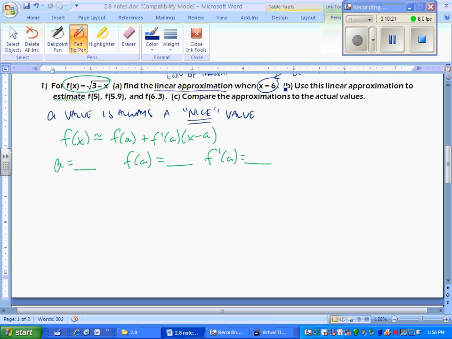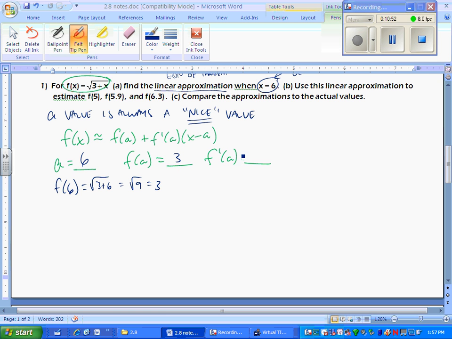So a we've already designated as 6, right? That can give us that. A is 6. F of a, we need to figure out. That's all we have to do is put 6 into the function. Right? So square root of 3 plus 6, square root of 9, which is 3. Right? Just like we did at the very beginning of notes today. We're finding f of a, that's the y value at the point of tangency.